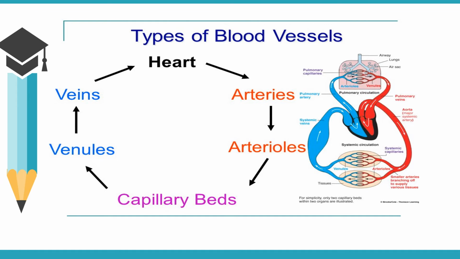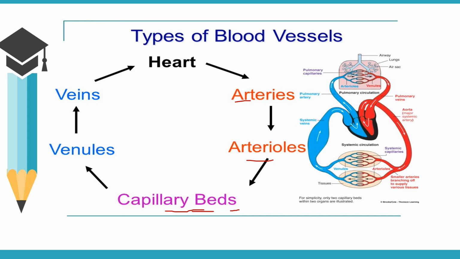Here the types of blood vessels have been shown. From the heart, oxygenated blood comes out through the aorta, then it goes to the arteries. Next it passes through the arterioles, then goes to the capillaries. Here capillary beds are formed. At the arteriole end of the capillary, oxygen and nutrients are exchanged between the capillary blood and the tissue fluid.